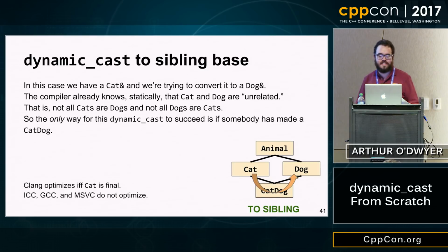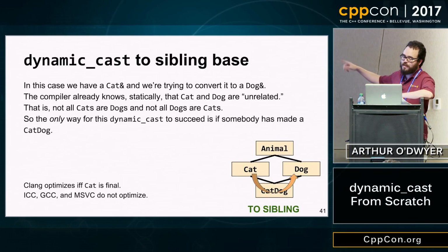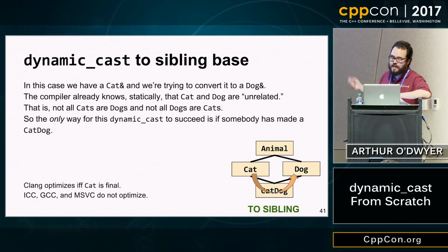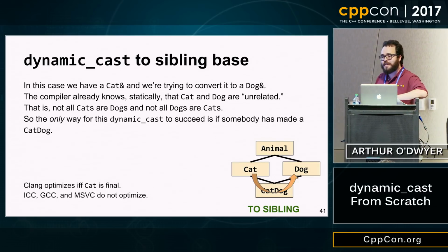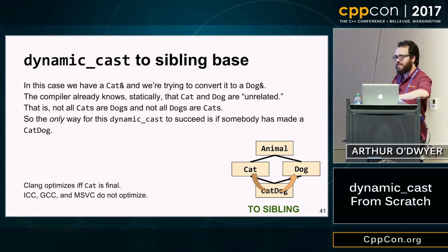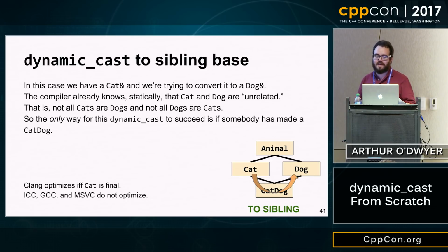Dynamic cast to sibling base. In this case, we have a cat ref, and we're trying to convert it to a dog ref. We have a cat star, we're trying to convert it to a dog star. The compiler already knows statically that cat and dog are unrelated. Why? Because if a cat inherited from dog, then this would be a static cast, and it wouldn't be truly dynamic, and I wouldn't be trying to do it. And if dog inherited from cat, this would be the downcast that we're going to look at next. So in this case, we know that they're not related. Not all cats are dogs, not all dogs are cats. The only way for this dynamic cast to succeed is if some dogs are cats, if someone has made a cat dog by inheriting from both of them.